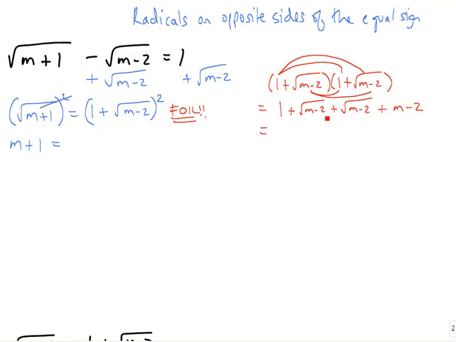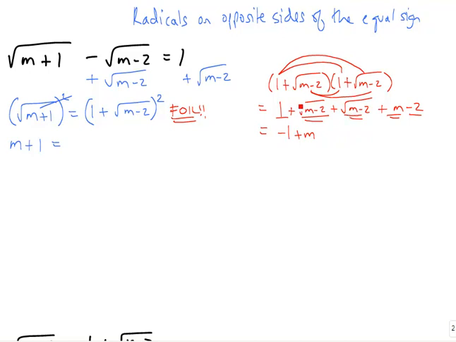Now let's just clean this up a little bit. 1 and -2 add to a -1. Then we have this plus m. And then we have these two radicals. These are considered like terms because we have both square roots and the expressions under the radicals are identical.